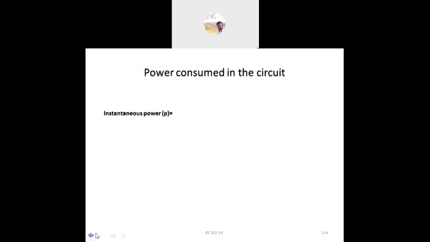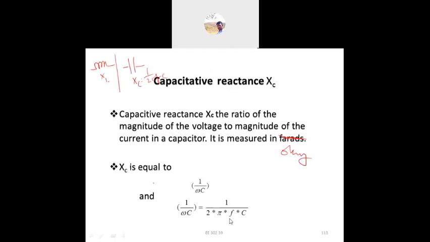So XC is equal to 1 by 2 pi f C, where C is the capacitance. The units are ohms. Remember, not ohm-farads; the units are ohms. Like resistors, this opposition to current is measured in ohms only.